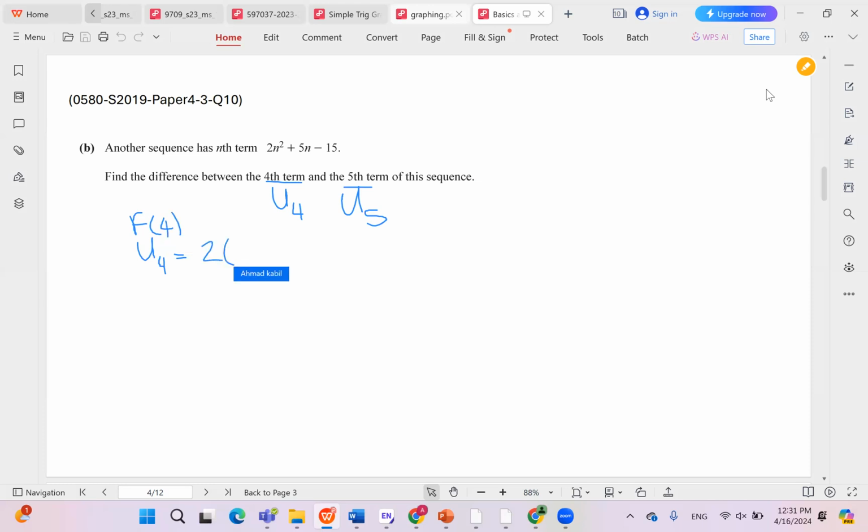This is kind of the same idea here. So it's 2 times 4 squared plus 5 times 4 minus 15. And you can use your calculator to evaluate this. So 2 times 4 squared is 32. So 32 plus 20 minus 15. And this gives us 37.